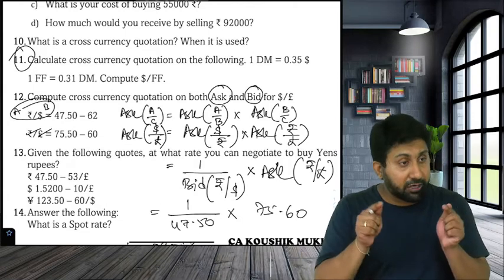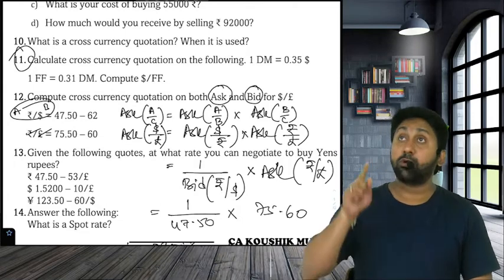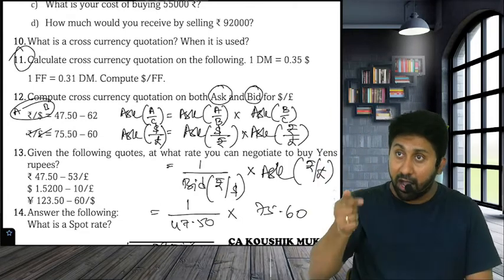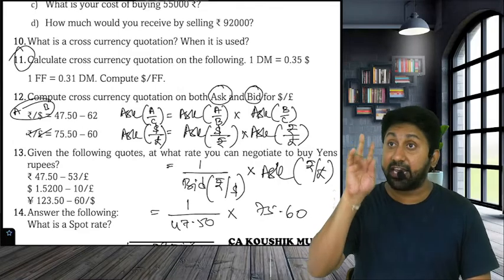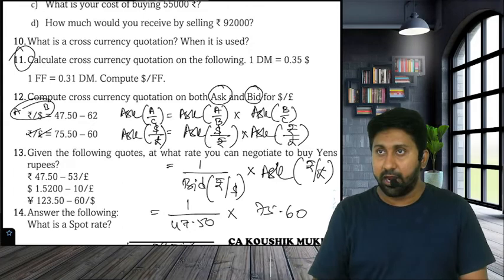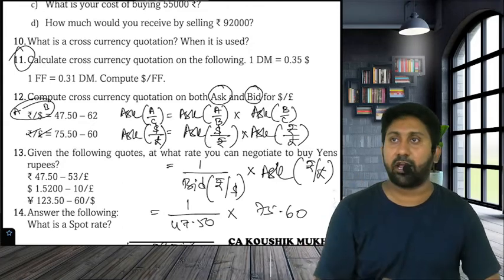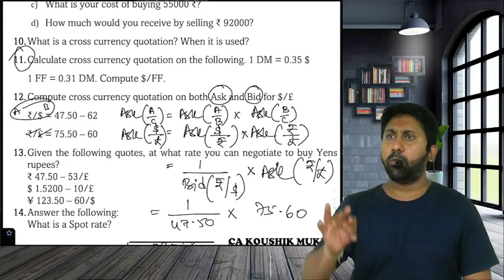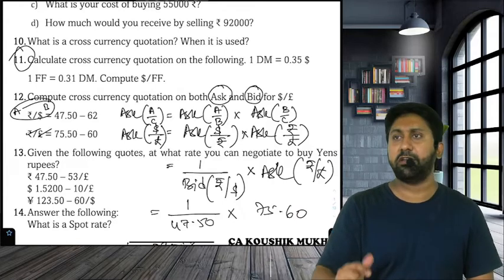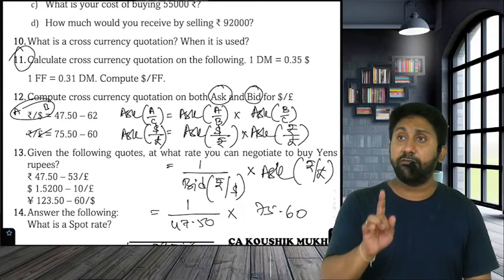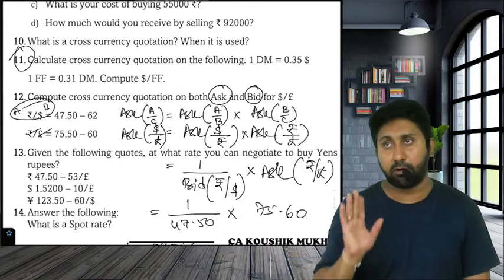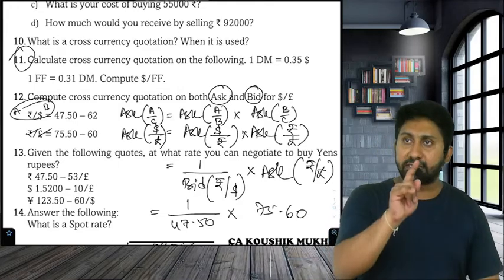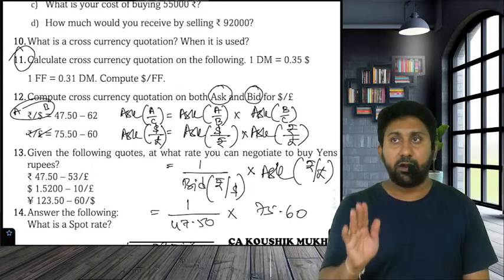In the process of calculating this, sometimes the quotation will be in one format, and the answer we require will be in another format. At that time you should be very keen to evaluate. At that time the conversion formulas I have given will be useful. The most important formulae you learnt in yesterday's class: conversion of direct quote into indirect, indirect into direct, using the formula approach. Means ask of A by B equal to 1 by bid of B by A.